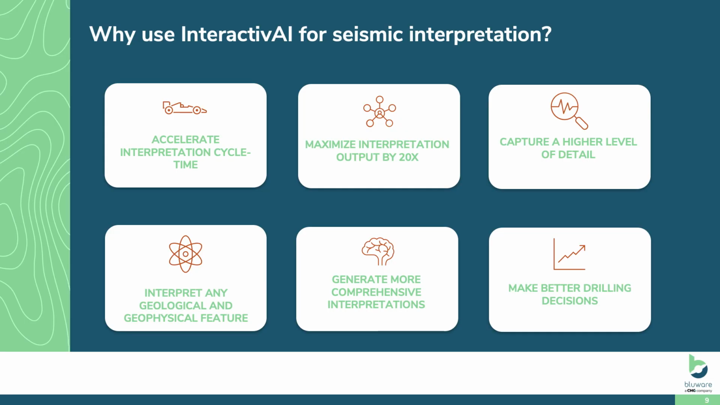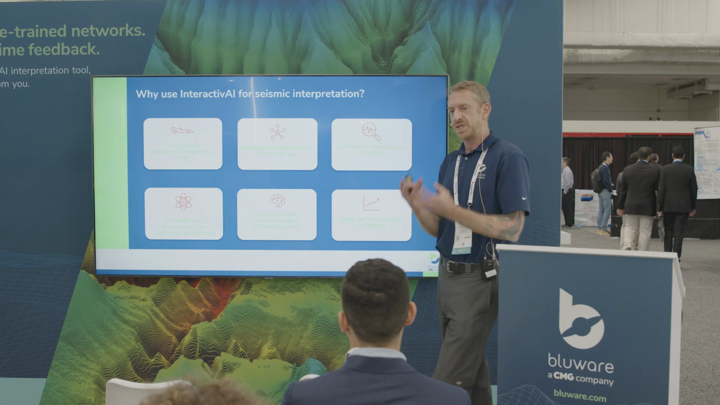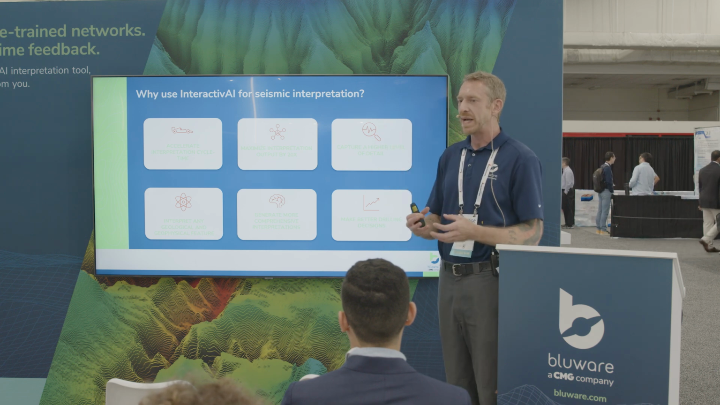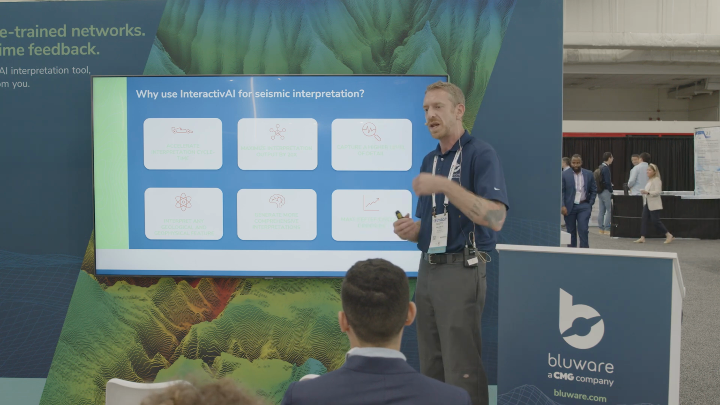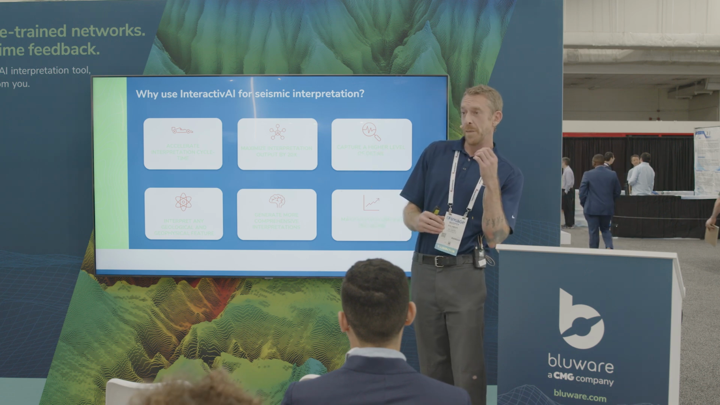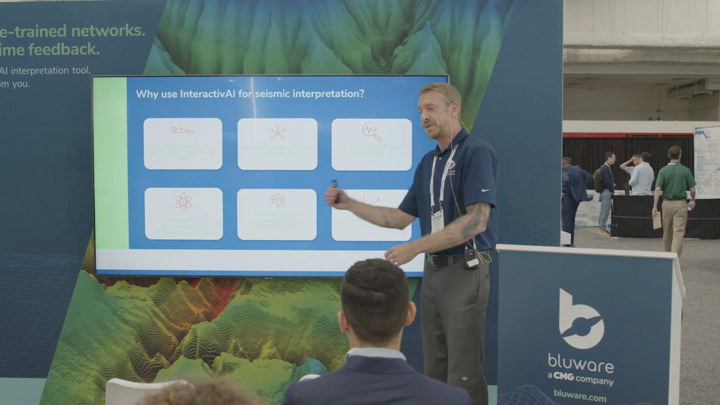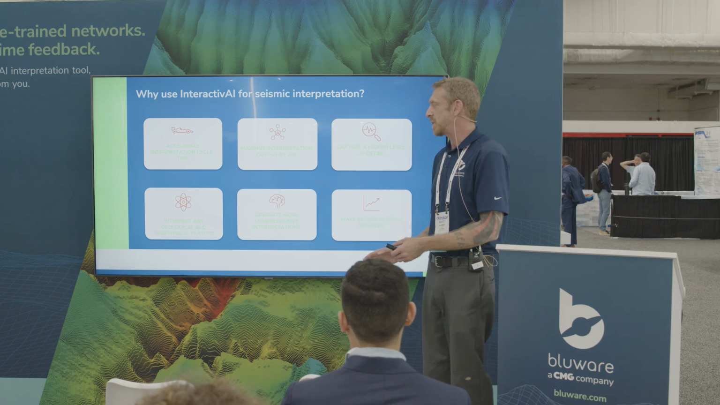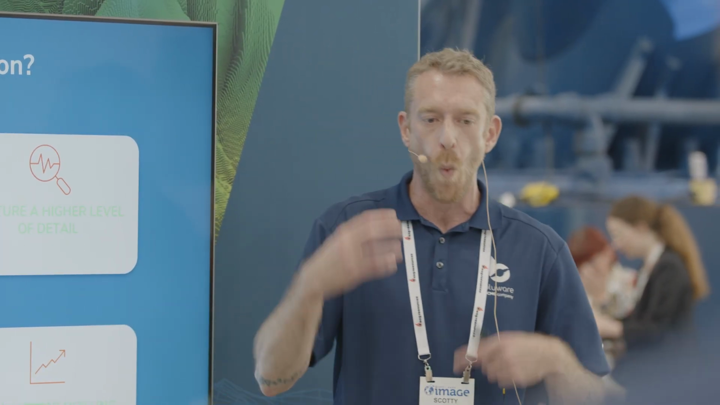So what InteractivAI delivers is the ability to create much more accurate interpretation results in a much, much faster time frame than even traditional deep learning would allow you to do. The quicker you can move through your data and obtain solid, confident results, the more you can maximize the number of scenarios you're running. So instead of a P10, 50, 90, you can do P1, P10, P25, 50, 75, 90. The message here is InteractivAI enables you to run more cases in the same amount of time that it would take using traditional deep learning methods or manual interpretation.